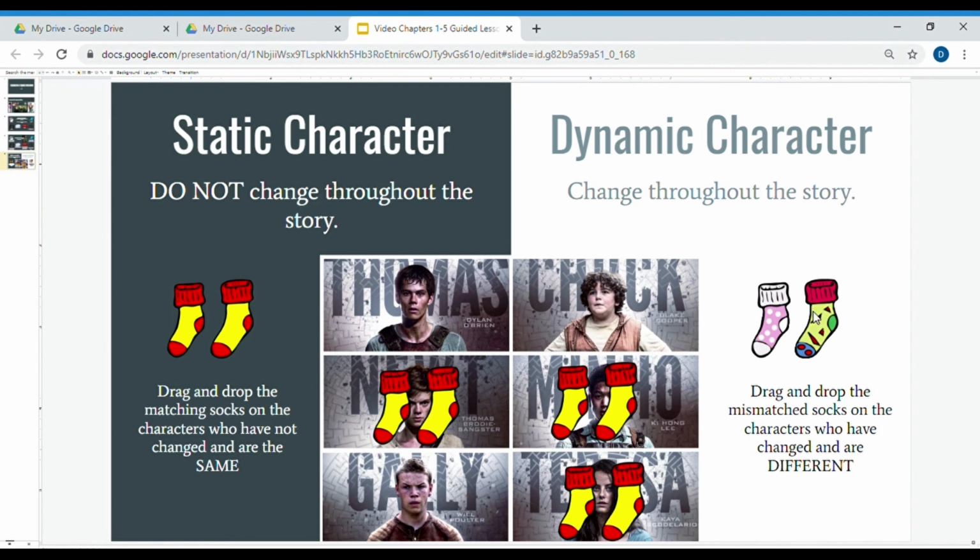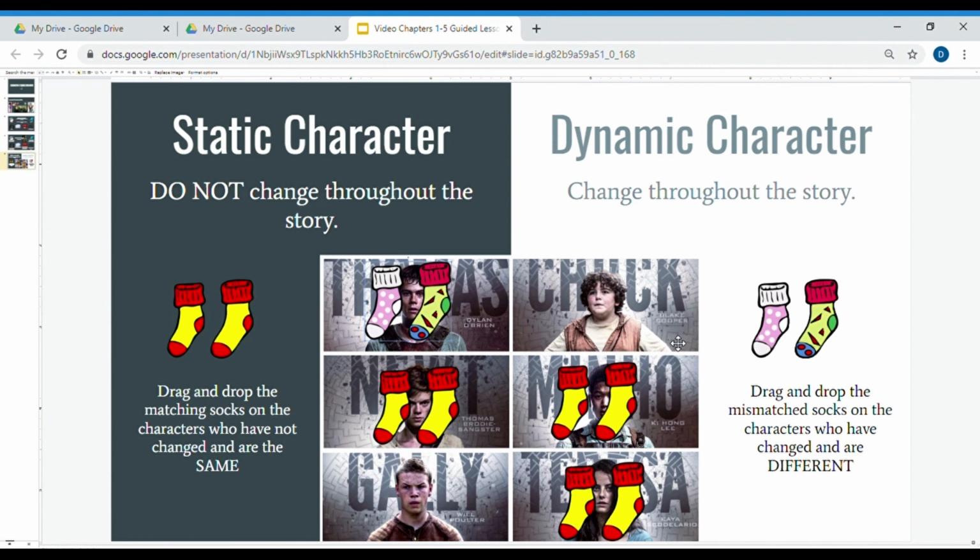So the first dynamic character is, of course, Thomas. Thomas had one of the biggest changes throughout the Maze Runner book. He started off as just the green bean, the newbie, and he was very scared at first, and now we saw at the end of the Maze Runner he was a leader amongst the Gladers. So he really did make a pretty big change.